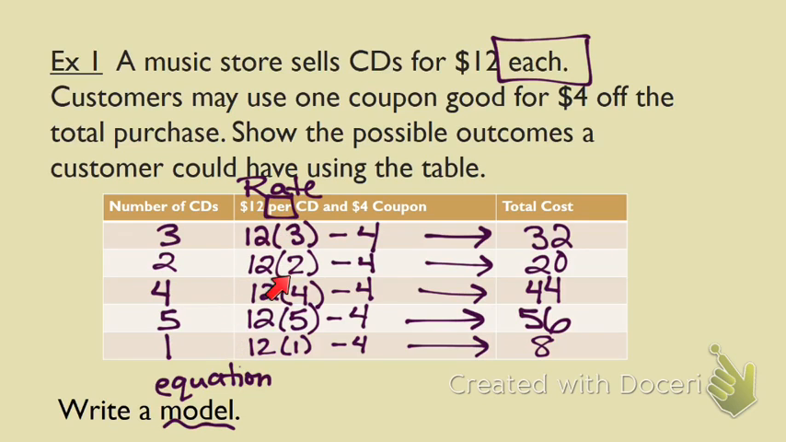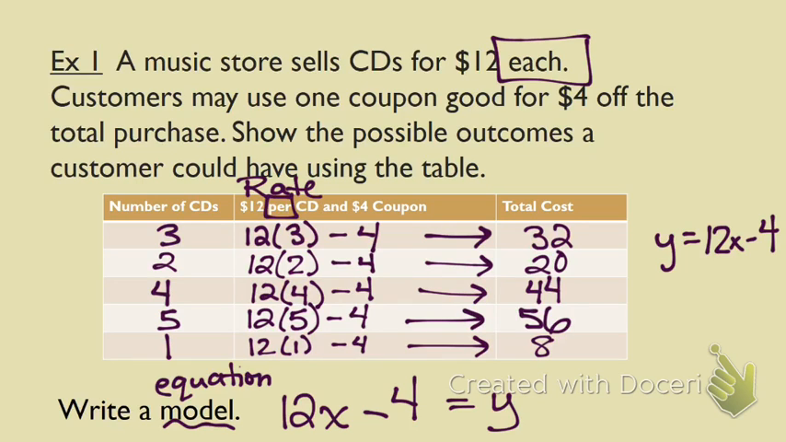So 12 times something, meaning X, and then subtracting 4 stayed the entire time, and that equaled another varying amount. We're going to call it Y. We're technically not used to this. We like to say rather Y equals something times X. We're used to that. But to start out, let's use the table to just get this going.